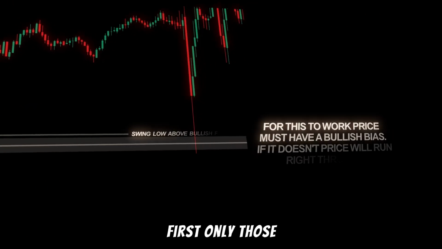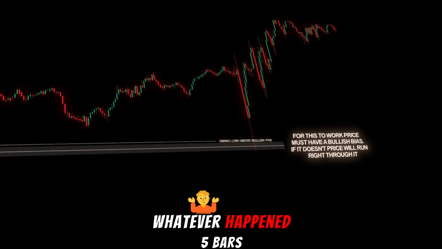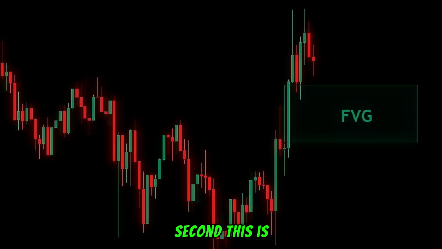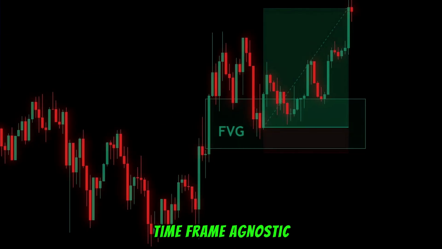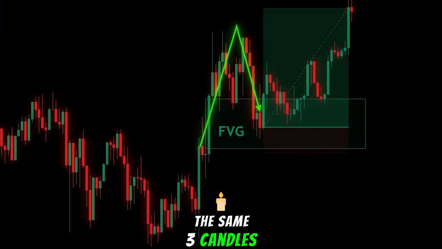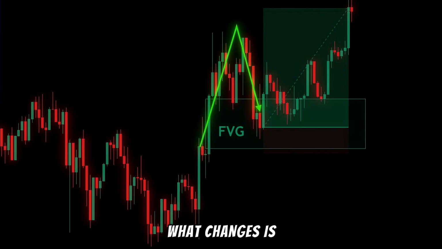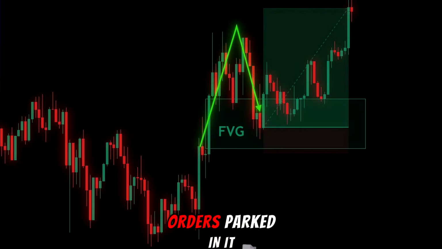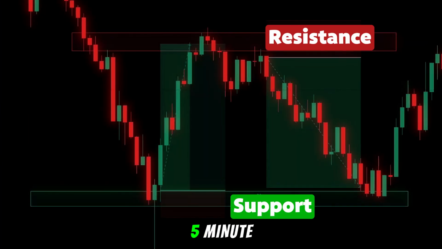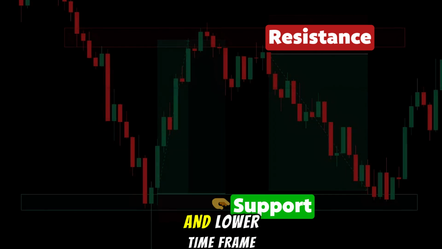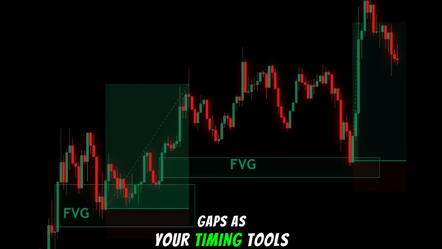2 things people get wrong here. First, only those 3 candles matter. Whatever happened 5 bars earlier is irrelevant to the measurement. Don't let a nearby wick talk you into stretching the box. Second, this is time frame agnostic. The same 3 candles work on the 1 minute and on the weekly. What changes is weight, not validity. A gap on the daily has far more orders parked in it than a gap on the 5-minute. So treat higher time frame gaps as your anchors and lower time frame gaps as your timing tools.